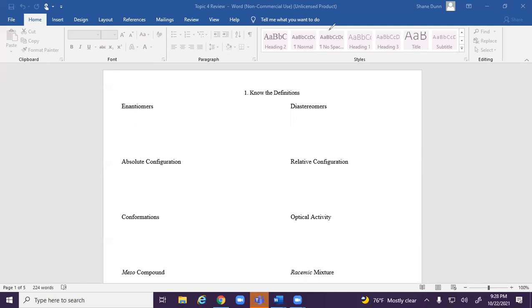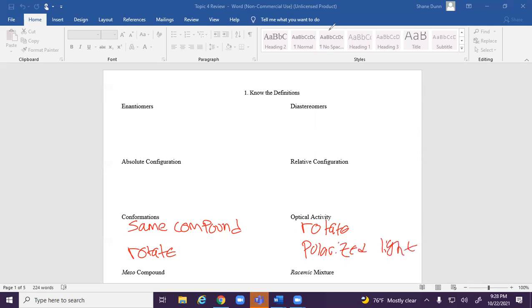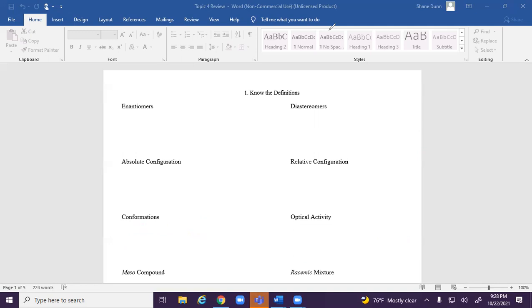Okay. Conformations are the same compound, but you can rotate it. Optical activity basically means it can rotate polarized light. If it can rotate polarized light, it has optical activity. If it can't rotate it, it does not have optical activity. Optical activity will be either a plus or minus. If it's a plus, it's D. If it's a minus, it's L.